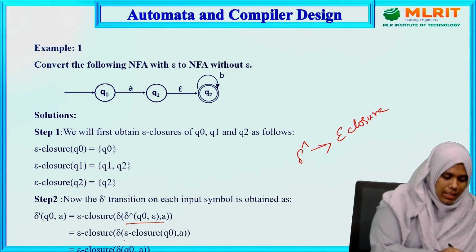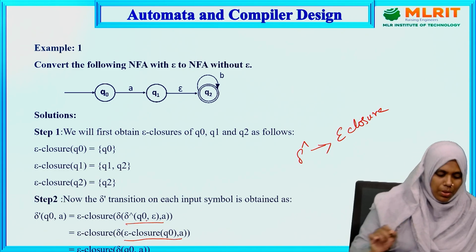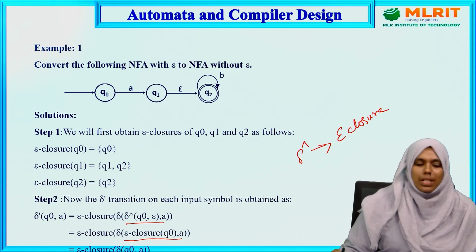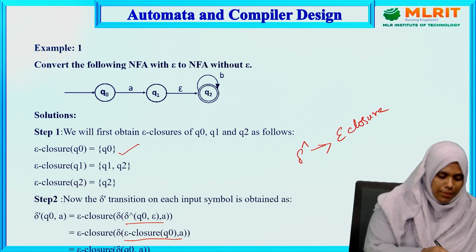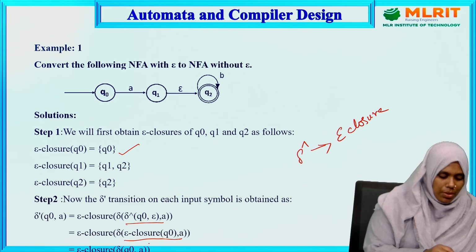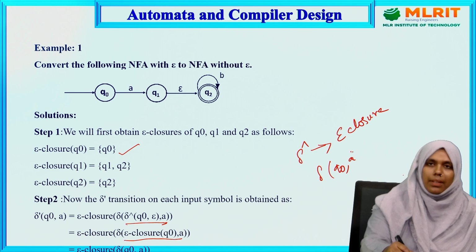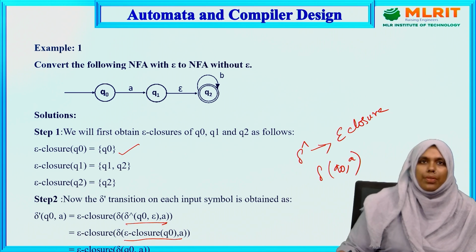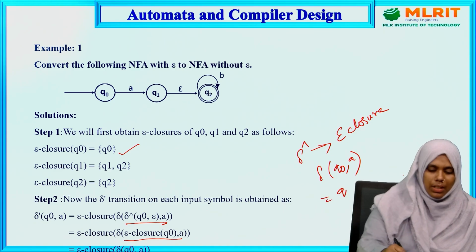Here we write epsilon closure of Q0. What is the epsilon closure of Q0? That is Q0 itself. So here we write Q0 itself. Now, the input symbol we have is A. Now transition of Q0 comma A. What is Q0 comma A? That is nothing but Q1.